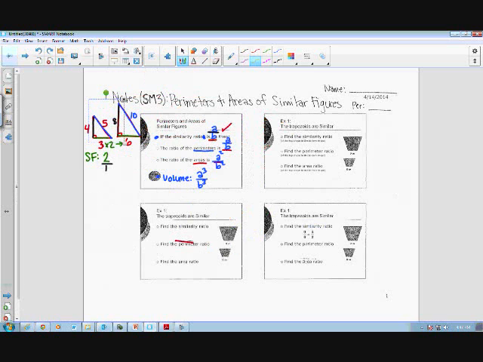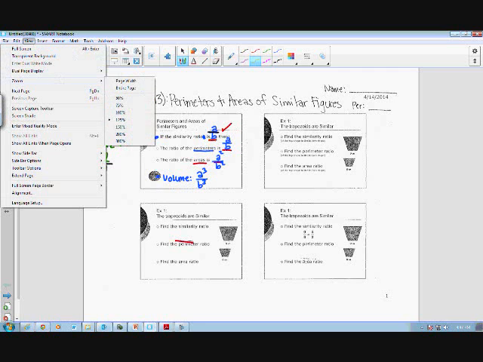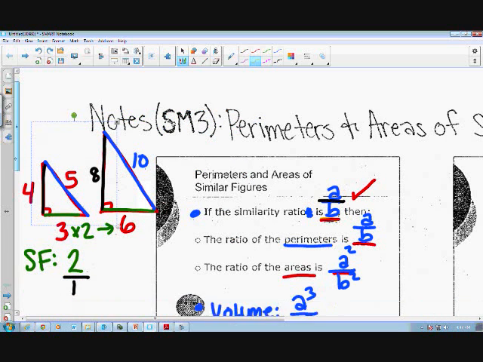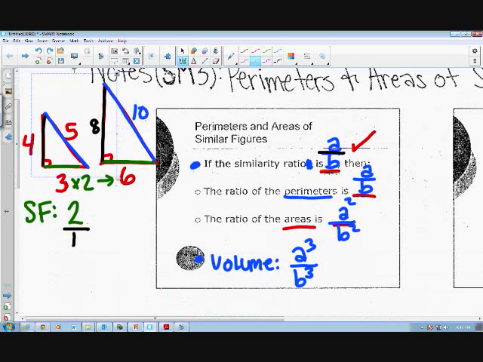All right, back to the slides. Let's fill these in. So this first slide really is going to be a key for you. Everything listed there is the key for the whole lesson.